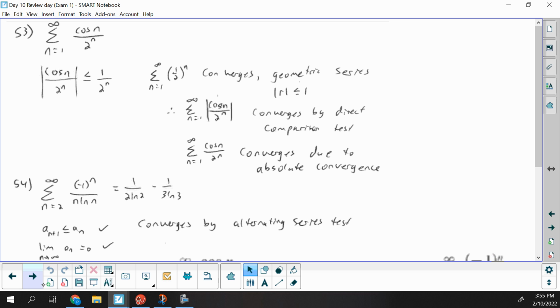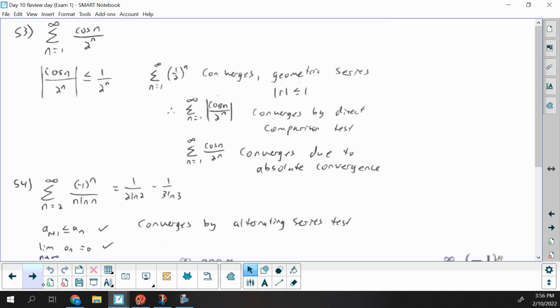We know 1/2 to the n converges because it's geometric, absolute value of r less than 1. Therefore, by direct comparison, we know the absolute value series is going to converge. Well, if the absolute value converges, then we know the original must be absolutely convergent. Therefore, our original series must converge. So that one was a little tricky.